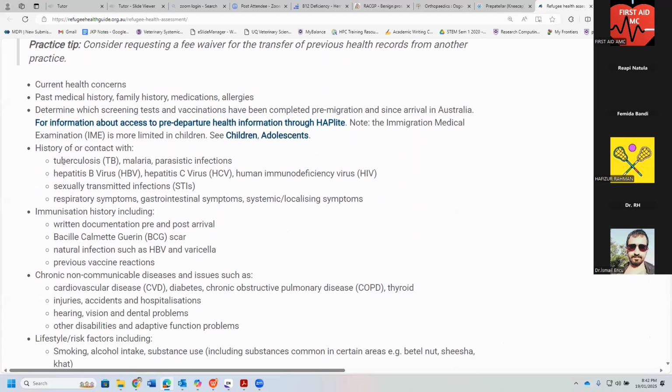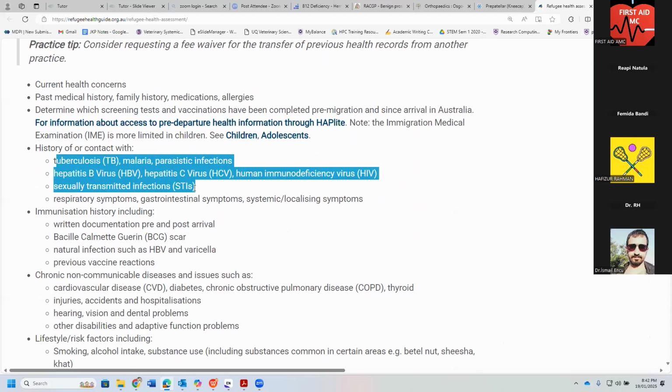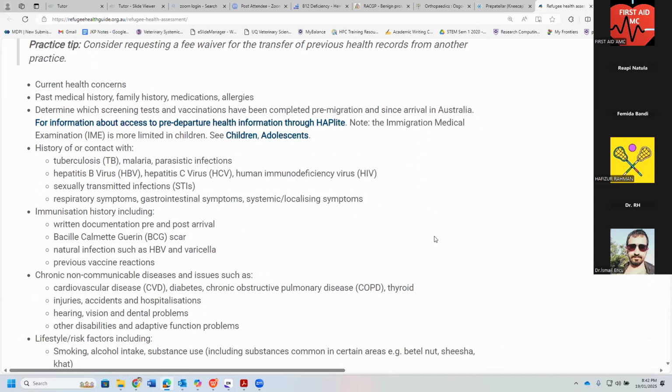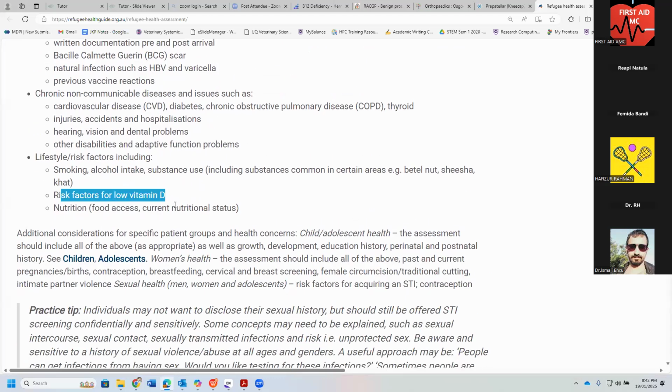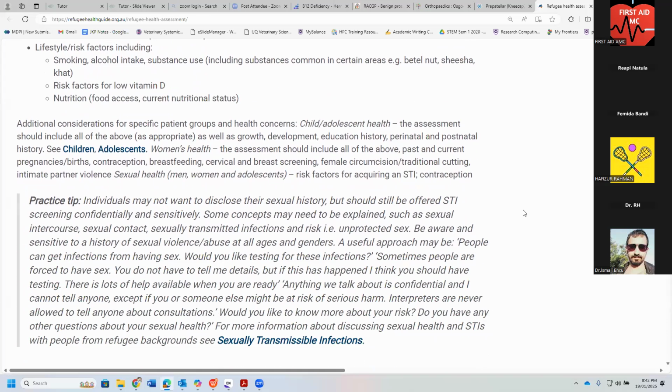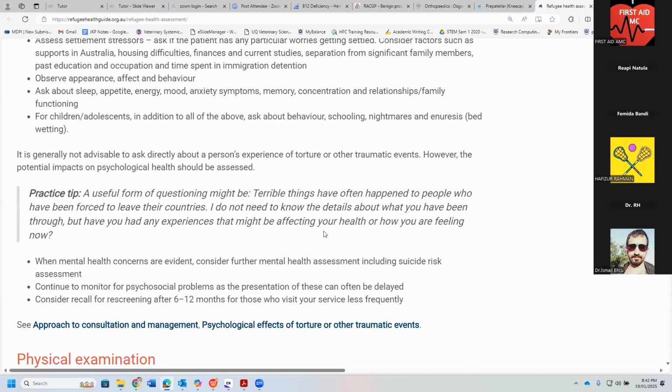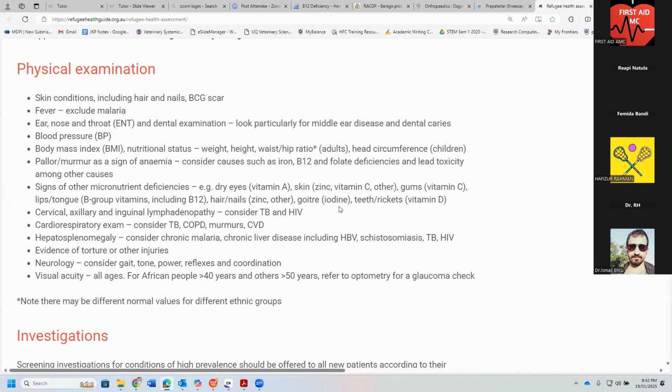Medical history, especially history of tuberculosis, hepatitis B, C, HIV, STIs, respiratory, GI, systemic localizing symptoms, immunization status, chronic non-communicable diseases like cardiovascular disease, chronic obstructive disease, thyroid problems, hearing, vision, dental problems, anything that can lead to abnormal functioning of their life. Lifestyle risk factors as well. Nutrition and risk factors for vitamin D is very, very common. All right, psychosocial history for their mental health, then physical examination.